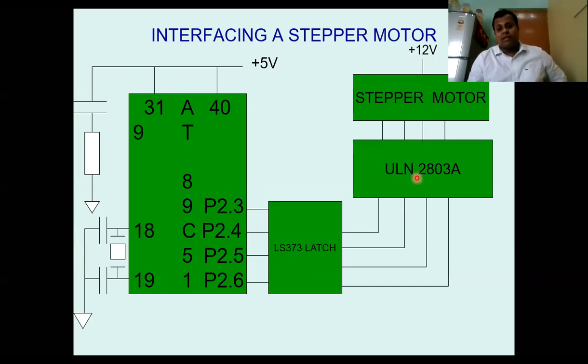A power amplifier is nothing but connecting ICs like the ULN2803A, or you can use an op-amp or a transistor, so you can create your own also. The ULN2803 is available in the market nowadays. It is just like a power amplifier, and it handles the stepper motor very well.